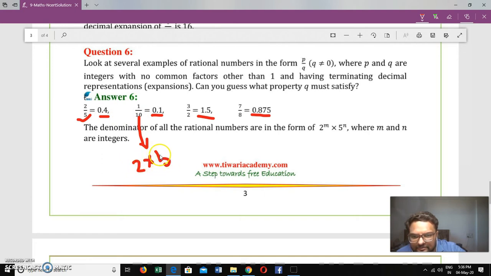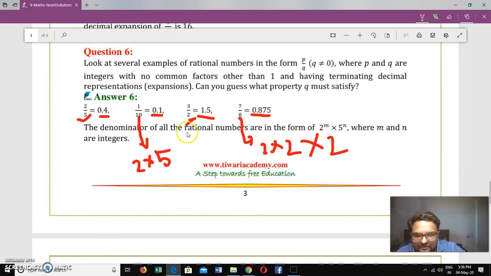Here again we have 2 single, and here we have 8, which means 2 into 2 into 2. So we see here it is 5, here simply 2 into 5, here simply 2, and here 8, which is 2 into 2 into 2.